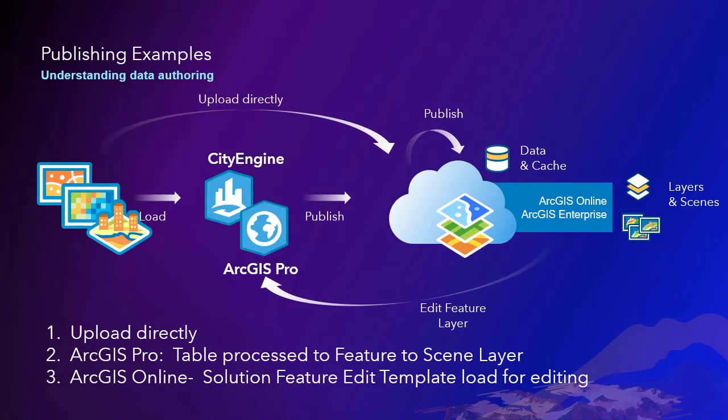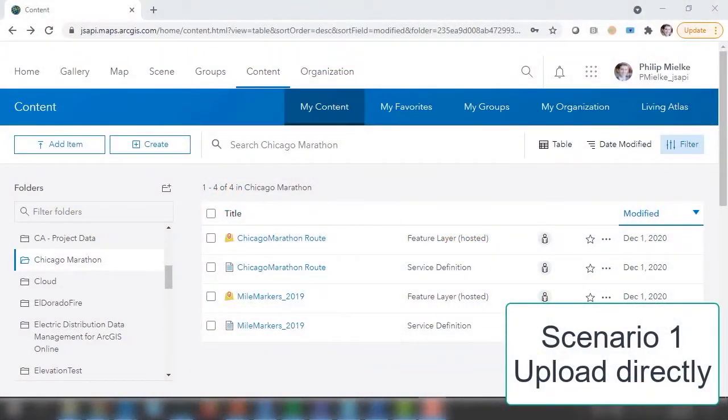And third is ArcGIS Online. We're going to use this great solution feature edit template injection process that the solution team created so that you can have a wide variety of immediately applicable feature edit templates that you can make immediately useful within your organization. Let's take a look. This first demonstration is about as easy as it comes.